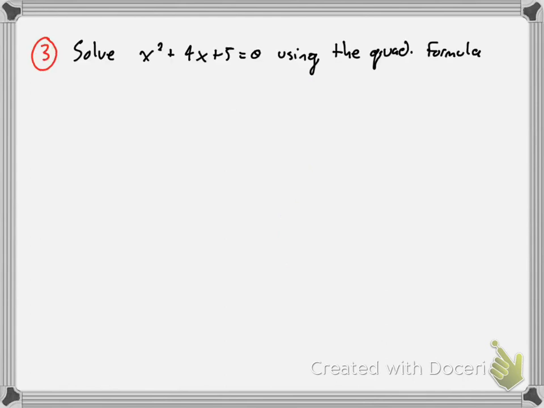So the last thing that we're going to do today is tying this all together and actually solving the quadratic formula equation where you would get irrational numbers as your answer. Here I want to solve x squared plus 4x plus 5 equals 0 using the quadratic formula. Right out the gate, I'm just going to write down what my a, b, and c values are. And now I'm going to use the quadratic formula to solve. Just a reminder, quadratic formula is this.